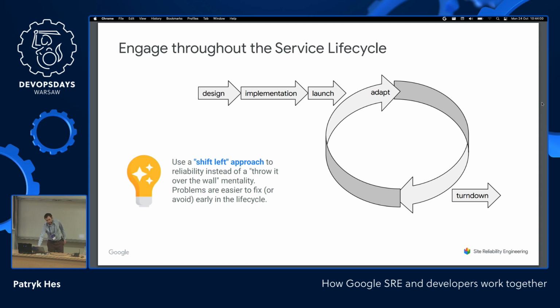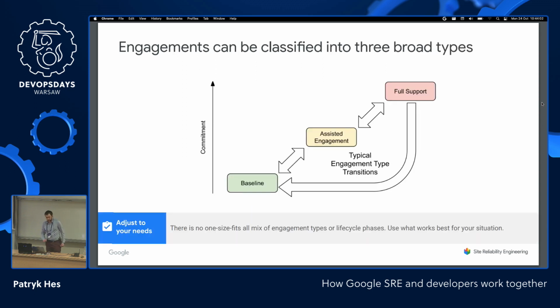Another kind of division is about the commitment. There are three main kinds: baseline, assisted engagement, and full support. And you can see the typical transitions between these. Usually the SRE support starts as baseline, then if needed, it becomes assisted engagement. Then again, if there is such a need, it could become full support.